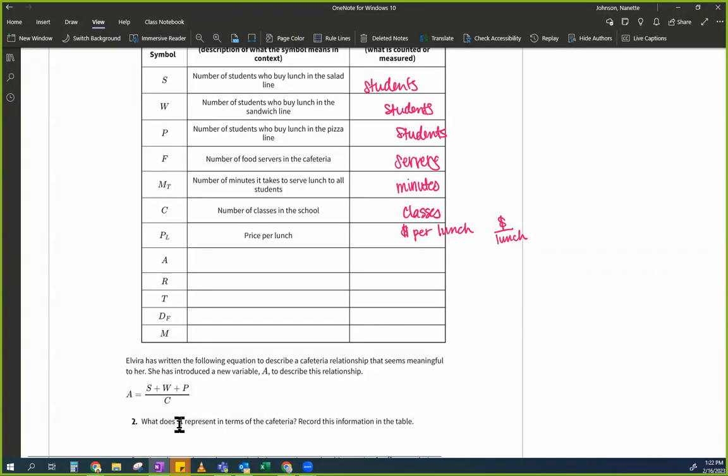So what do you think that represents? When I added S plus W plus P, that gave you the total number of students, right? And when I divide it by C, what does that do? When you divide something, yes, but what does it mean? Very good. Someone says it means it's the average number of students per class.